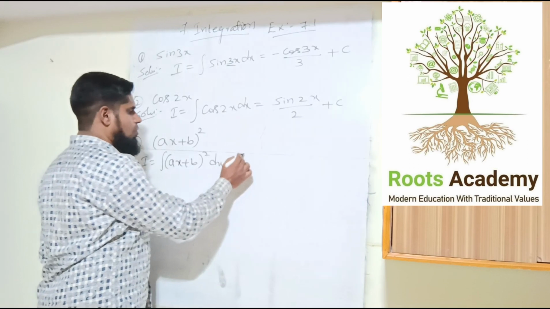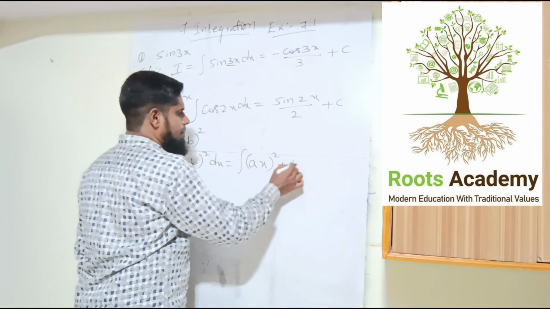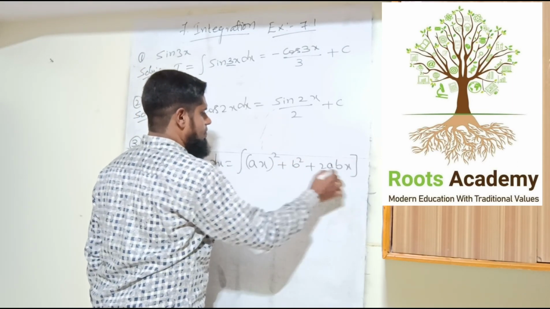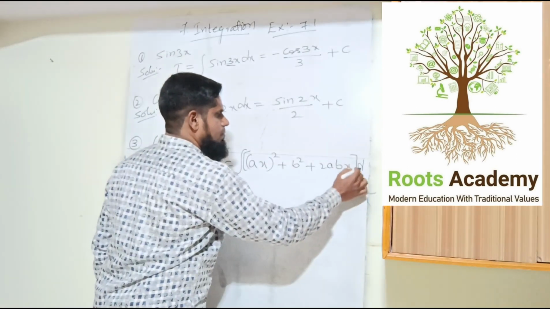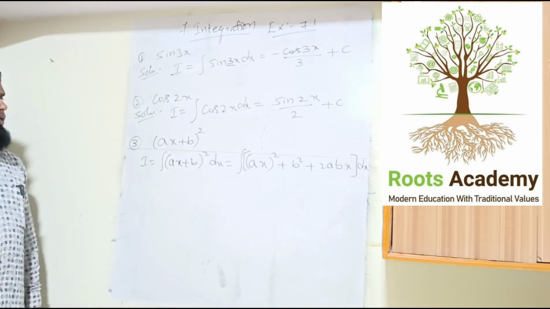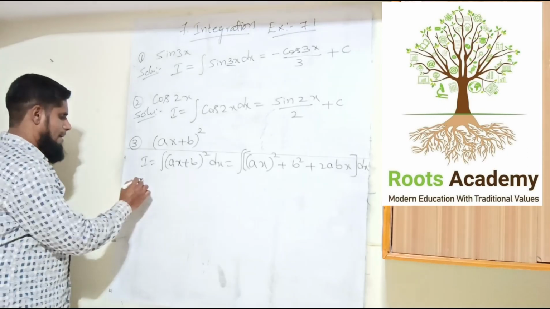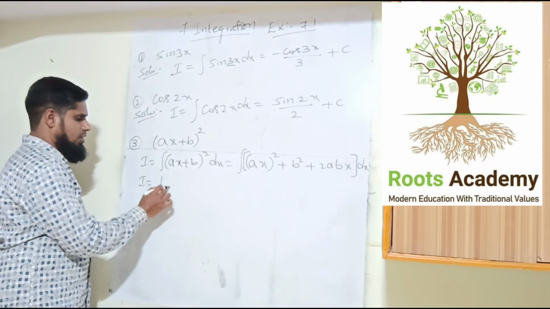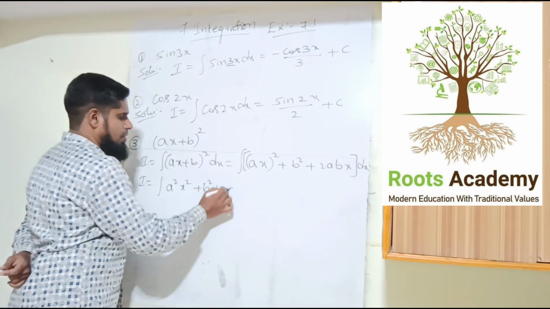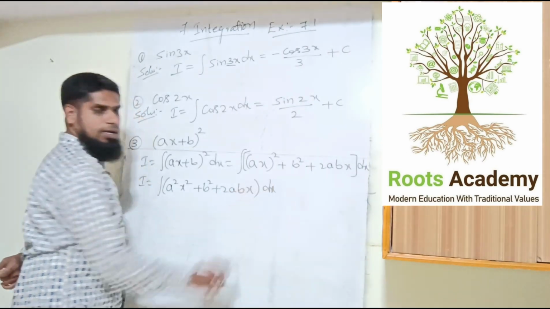So what does the (a + b) whole square formula say here? (ax) whole square plus b square plus 2ab into x, with respect to x. Now there are totally 3 terms, but let us write the terms properly here. So I is equal to the integral of a square x square plus b square plus 2ab into x with respect to x.